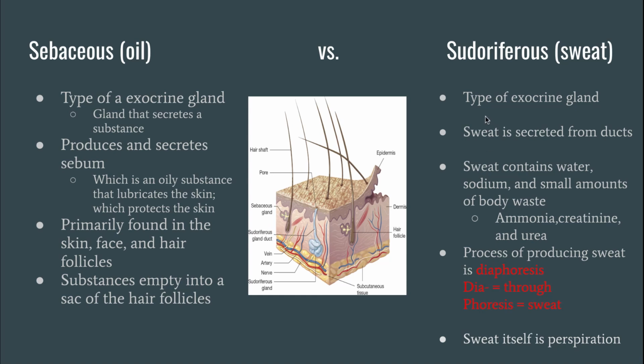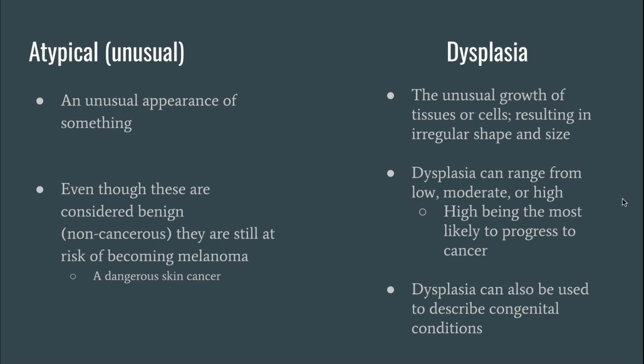The sudoriferous glands are known as the sweat glands. Sweat contains water, sodium, and small amounts of body waste. The sodium within the sweat is what gives it a salty taste. And although sweat itself is odorless, the bacteria on the skin surface break down the body's waste within the sweat and create an odor. The process of producing sweat is diaphoresis. The sweat itself is known as perspiration.